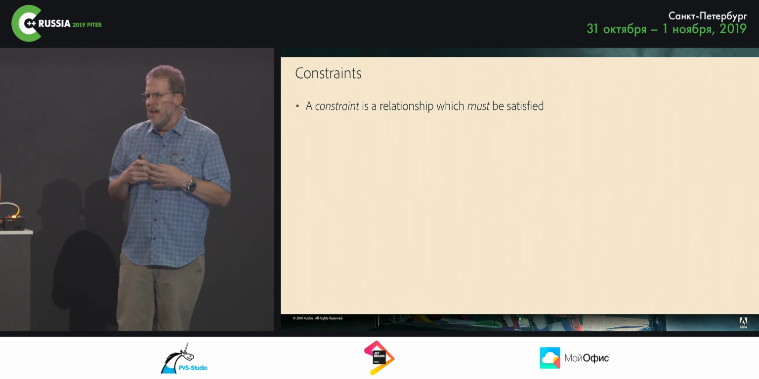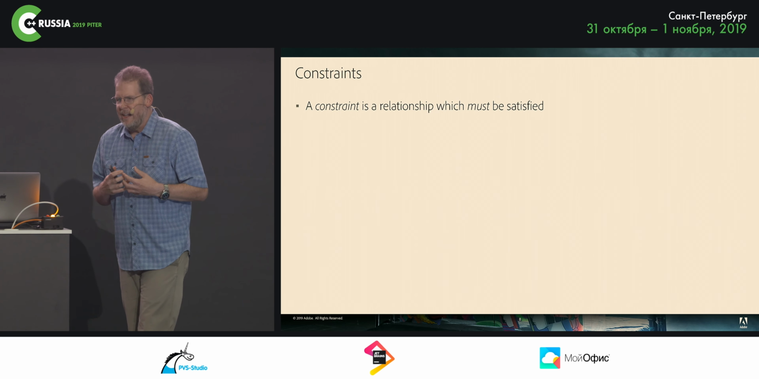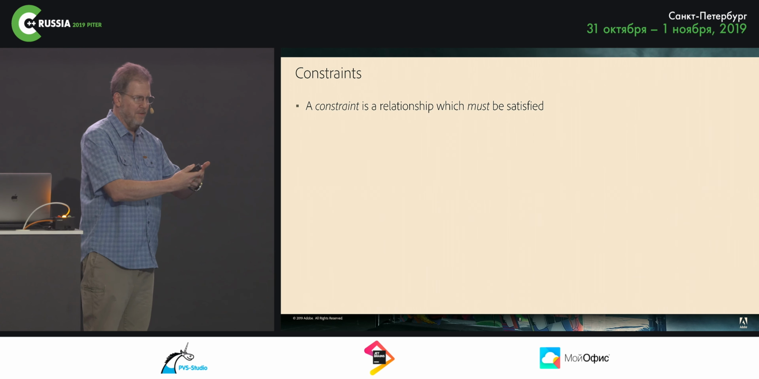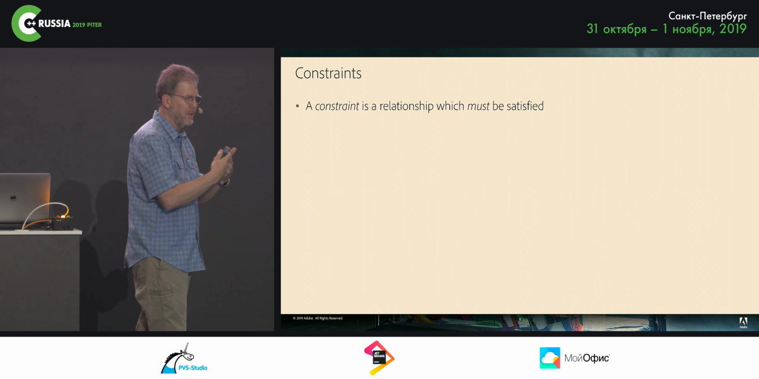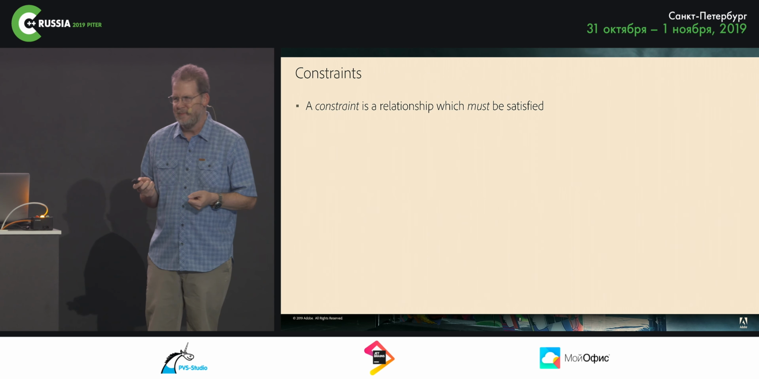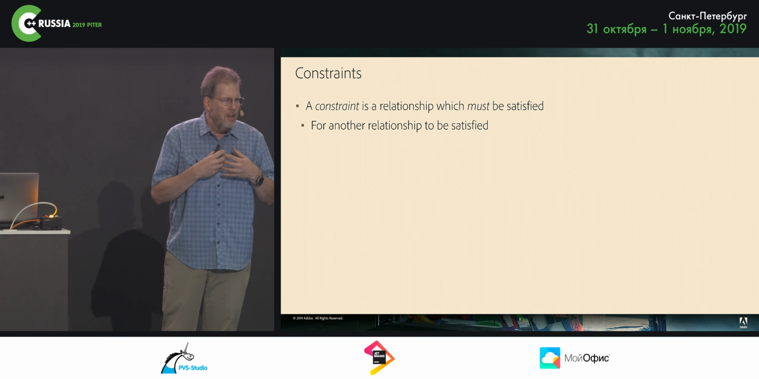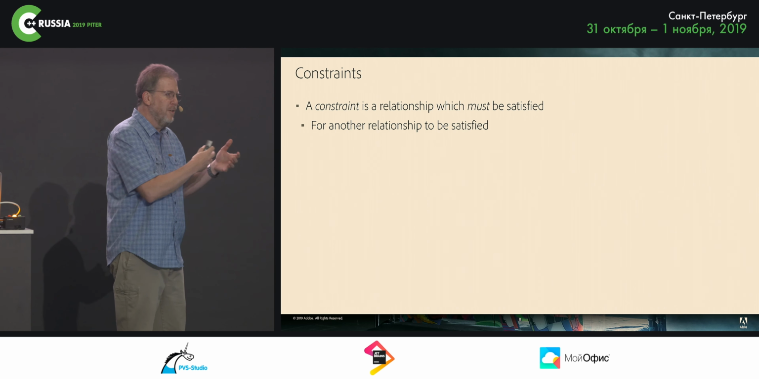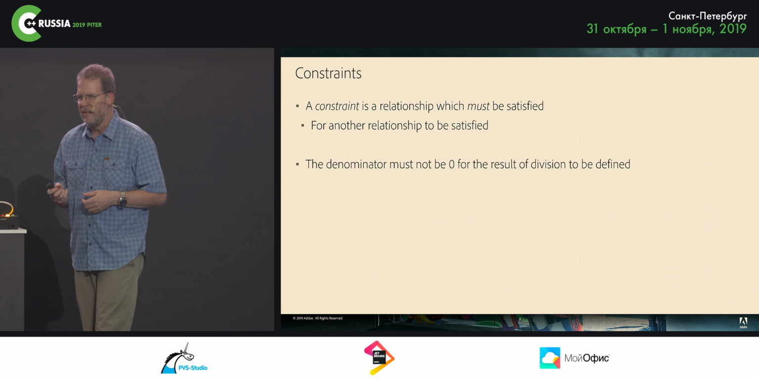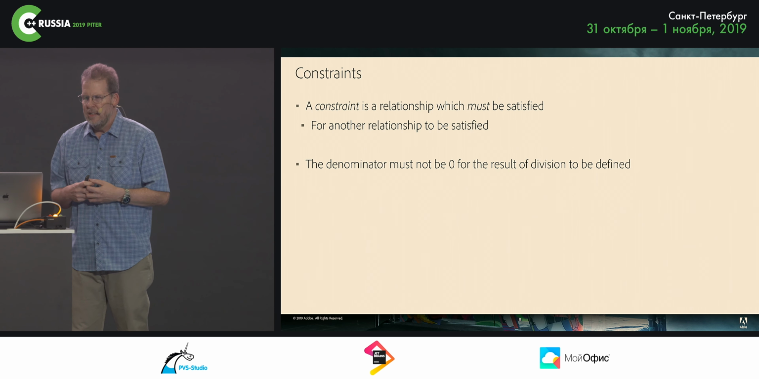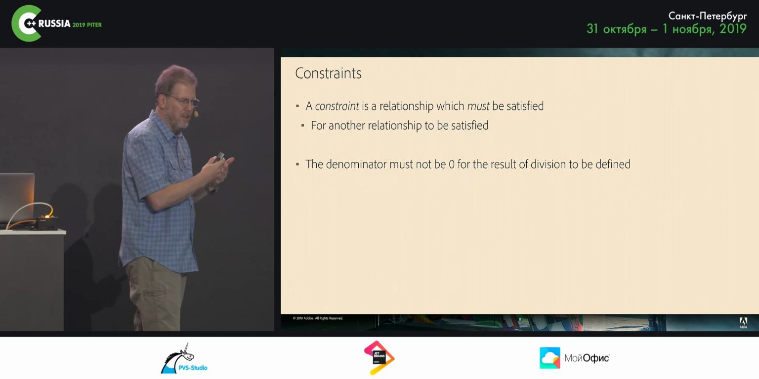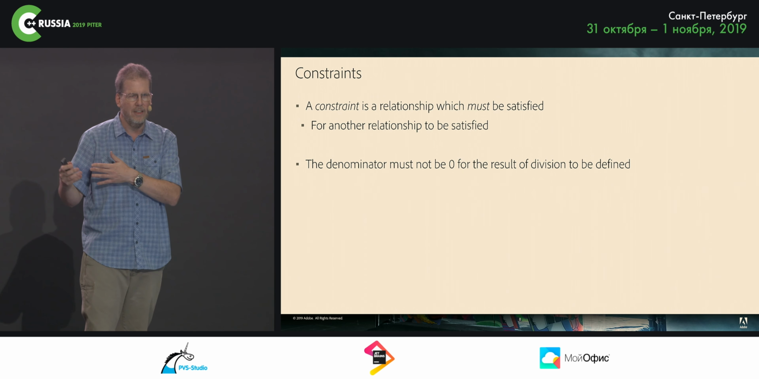Right? A constraint, then, is a relationship which must be satisfied, for which the predicate must return true. Well, what do we mean by must? What we mean is for some other relationship to be satisfied, this has to hold. So it's a little bit of a circular definition. So for example, the denominator must not be 0 for the result of division to be defined.